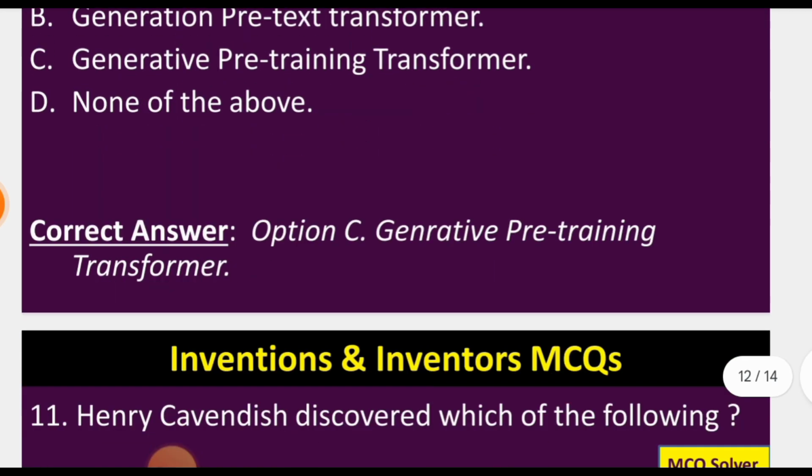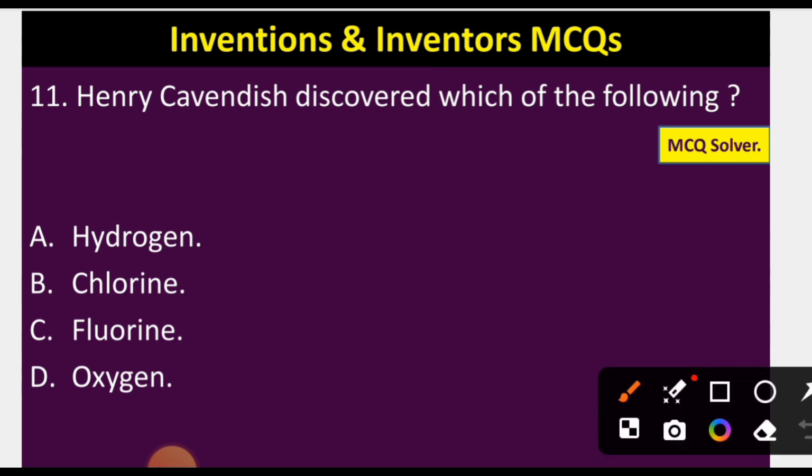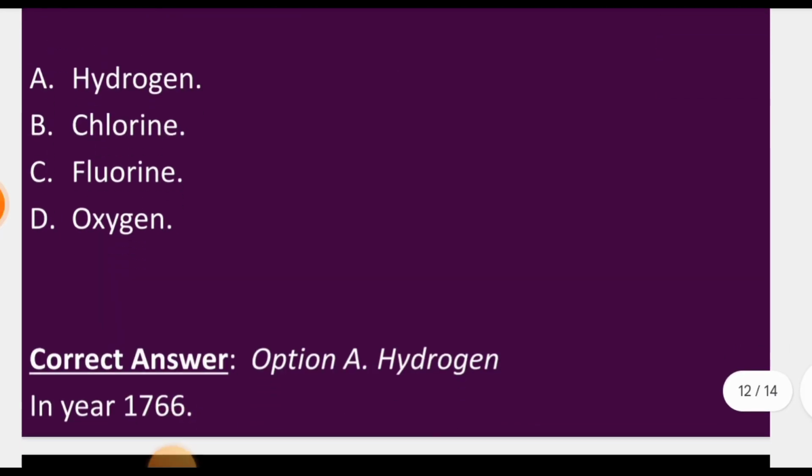Now let's move to question number 11. Henry Cavendish discovered which of the following? The correct option is option A, that is hydrogen. So hydrogen was discovered by Henry Cavendish. So A is the correct option. Now this discovery was done in the year 1766.